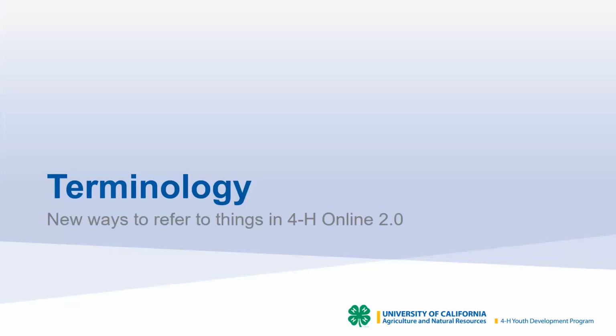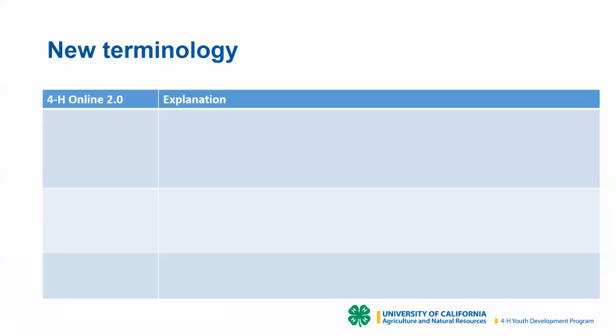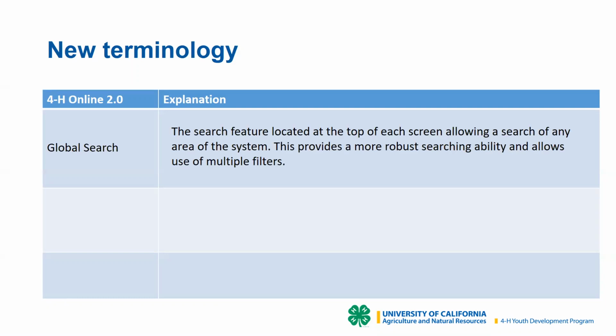New ways to refer to things in 4-H Online 2.0. There are a few new terms in 4-H Online 2.0 that I want to highlight as they are integral into the functionality of the system. Global search, the search feature located at the top of each screen, allowing a search of any area of the system. This provides a more robust searching ability and allows use of multiple filters. Global search will allow us to search by project, club name, and more.